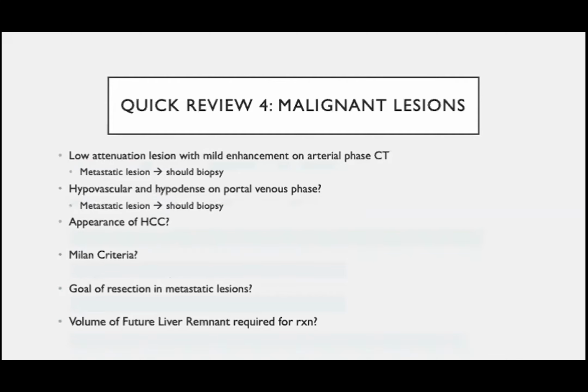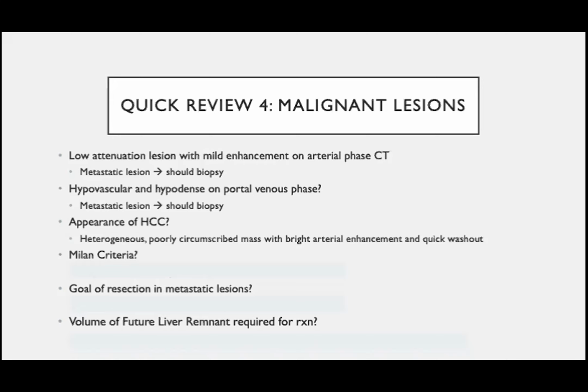Metastatic lesion also. So that's what it looks like on arterial. That's what it looks like on venous phase. You should biopsy this. What about the appearance of HCC? Arterial enhancement, rapid venous washout. Right, arterial enhancement with quick washout.